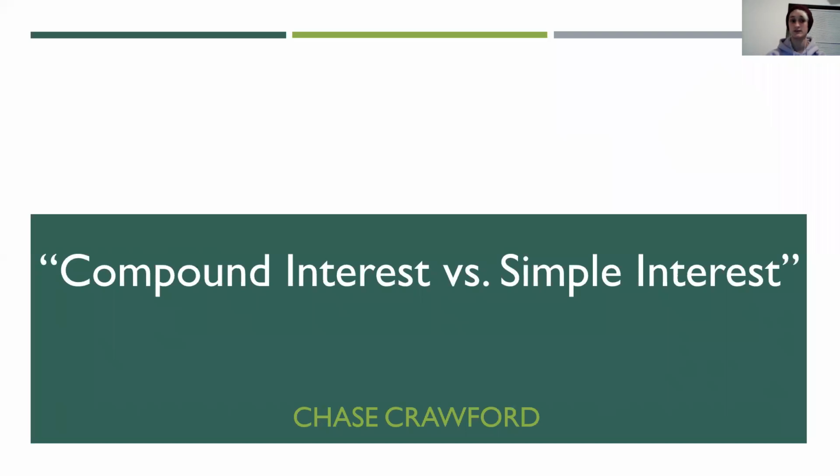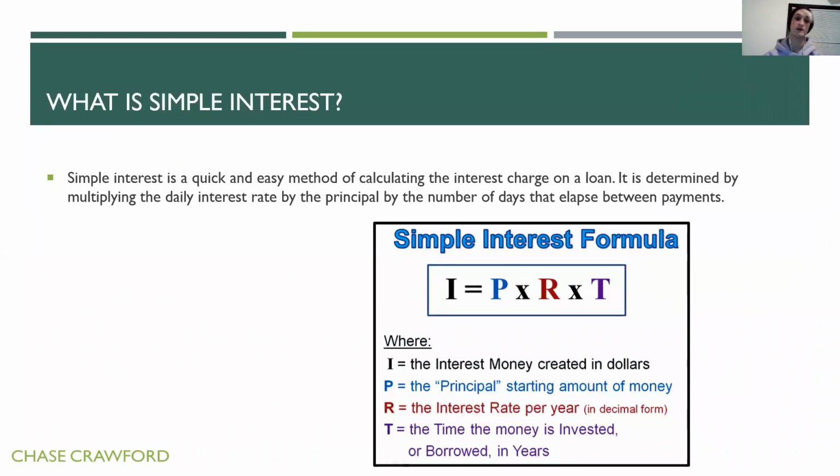My topic was compound interest versus simple interest. Now, you may ask what simple interest is. Simple interest is a quick and easy method of calculating interest charged on a loan. It is determined by multiplying the daily interest rate by the principal by the number of days that elapsed between payments. Right below this is a little picture that shows the interest formula.